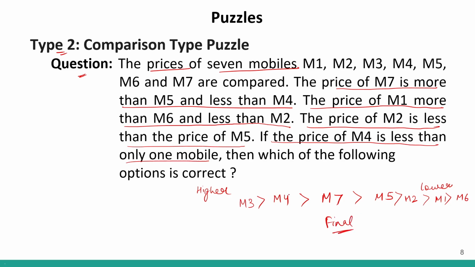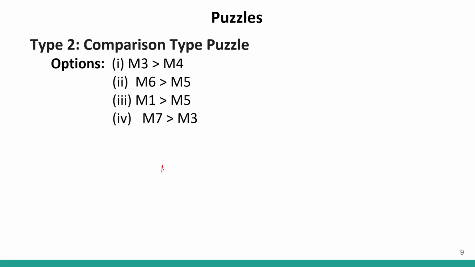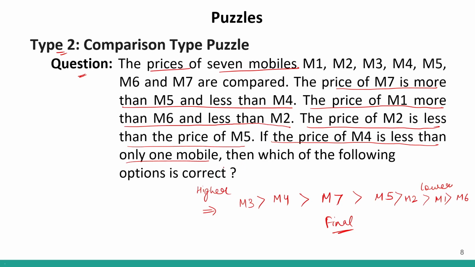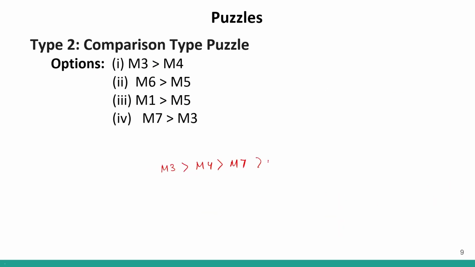We had 7 mobiles, 1, 2, 3, 4, 5, 6, 7, and we have placed them all. The question is, which of the following options is incorrect? Let us look at the options. Let me write this arrangement in the next page. So M3 is greater than M4, which is greater than M7. Then we have M5, M2, M1, M6. This is my final arrangement.